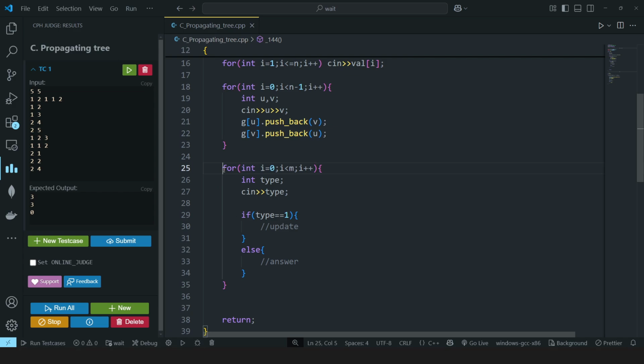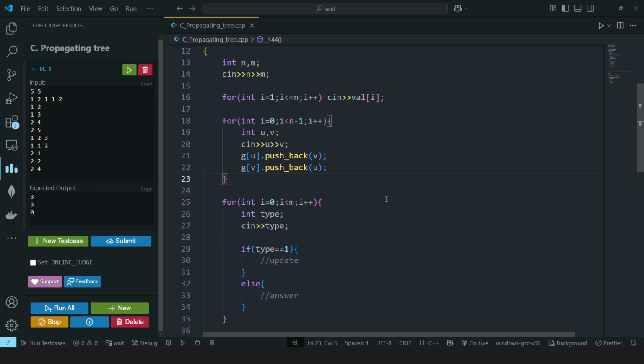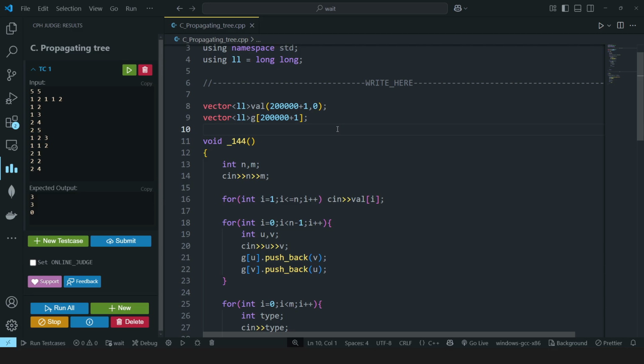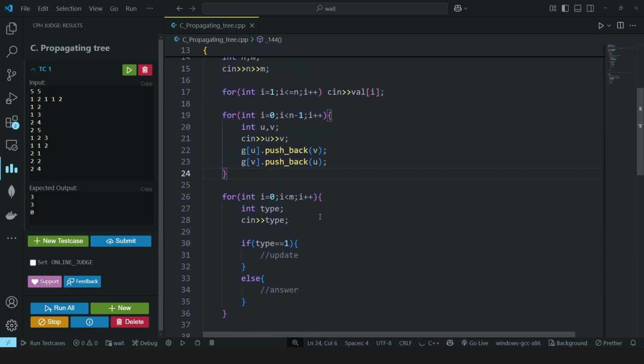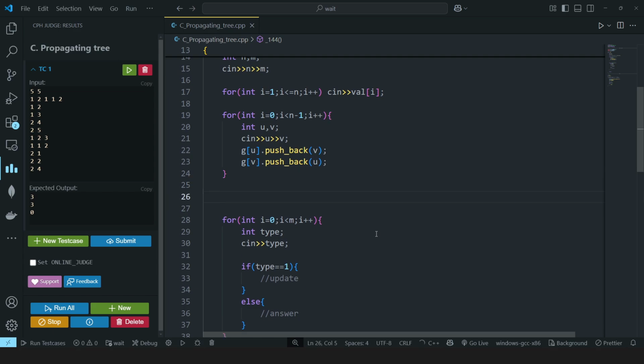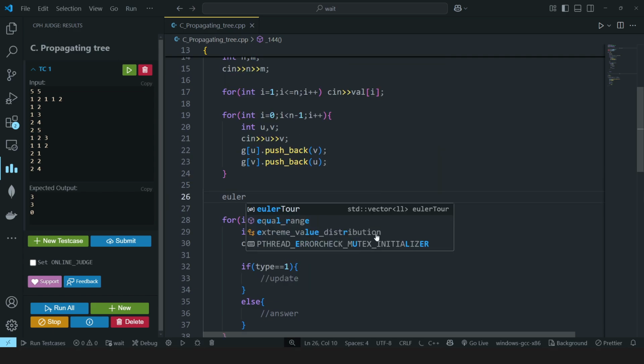But we know that before actually starting our query operations, we first have to construct the Euler tour, right? And we have to do it in one-based indexing only. So that's why I will declare my Euler tour array here. And initially, since I don't want to use the 0th index, I will hold some random value here, let's say minus 1.